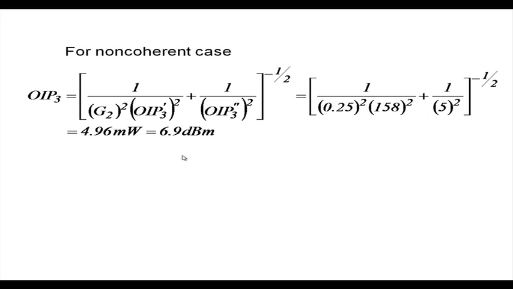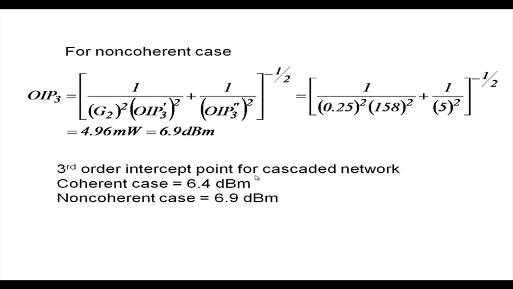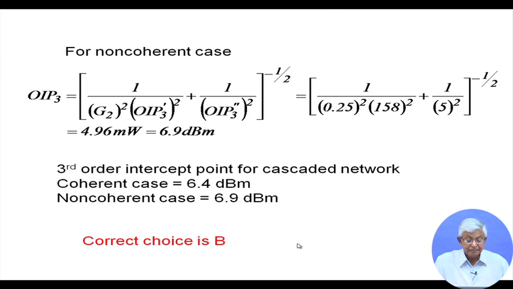Let us put the values again. The third order intercept point for the cascaded network, coherent case is 6.4 dBm, non-coherent case is 6.9 dBm, and that comes out to be choice B. So, the right answer is B. Let us see the next one.